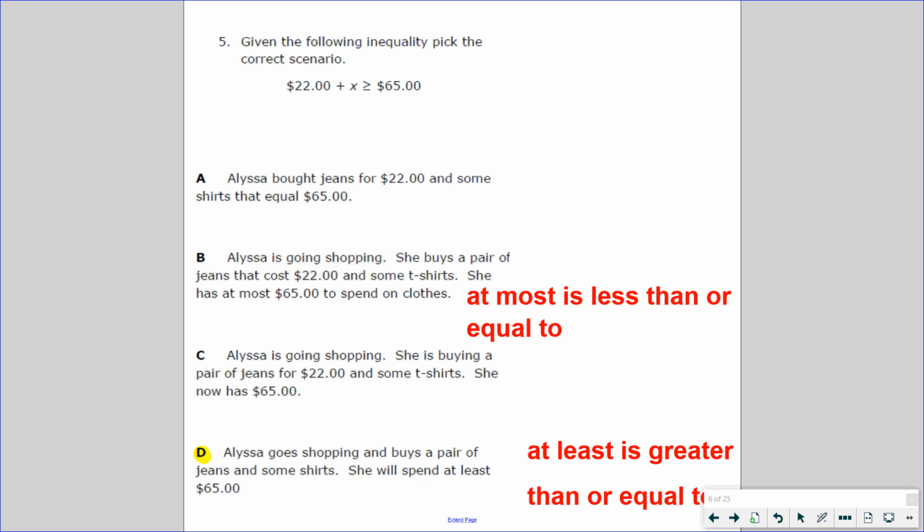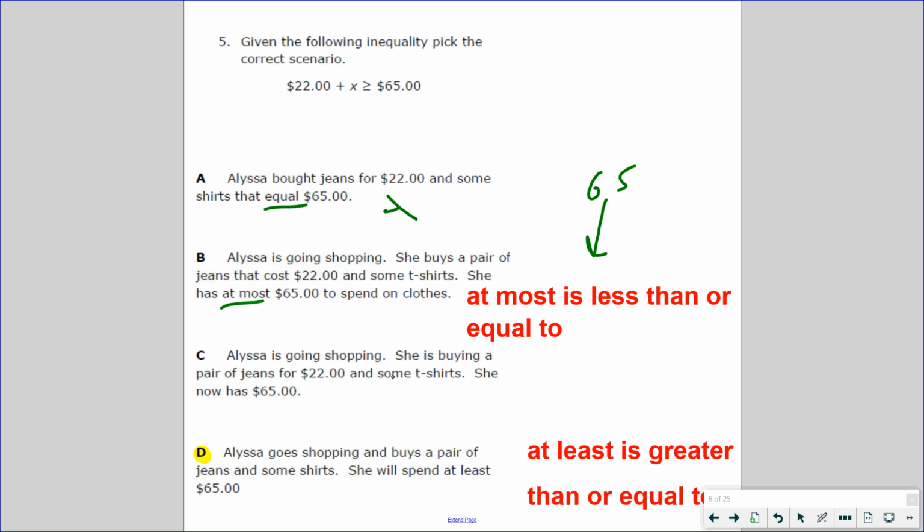So next one, number 5, given the following inequality, pick the correct scenario. Which one shows this? Alyssa bought jeans for $22 and some shirts that equal. That's not an equal sign. Alyssa's going shopping. She buys a pair of jeans that cost $22 and some shirts, she has at most. That means the most amount of money she has is $65. Can she be more than that? It has to be less than or equal to. That's not the symbol for less than or equal to.